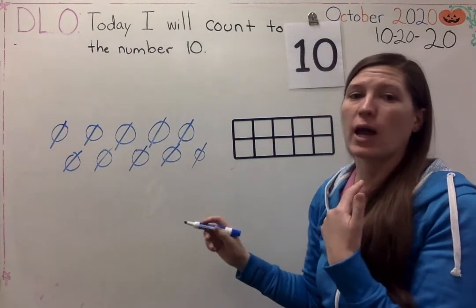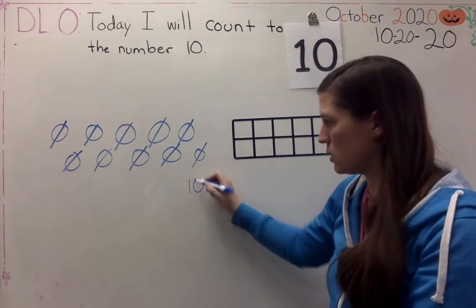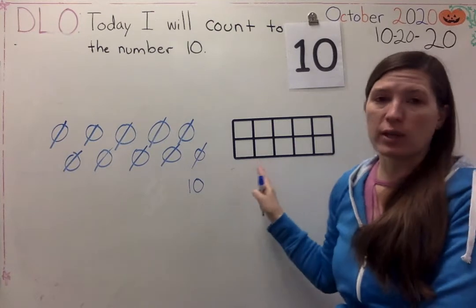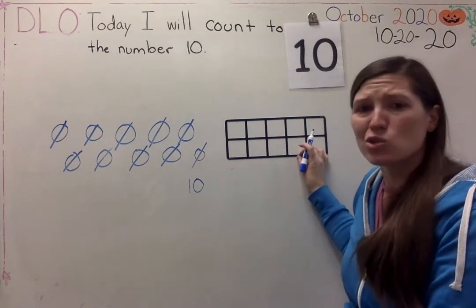And if I don't want to forget how many I crossed out, I can write the number down below, 10. A 1 and a 0. Then I will fill it in on my 10 frame. The way I want you to do it on your 10 frame is just draw circles.